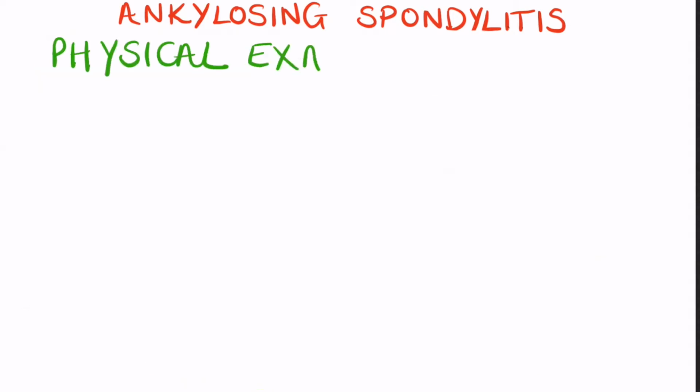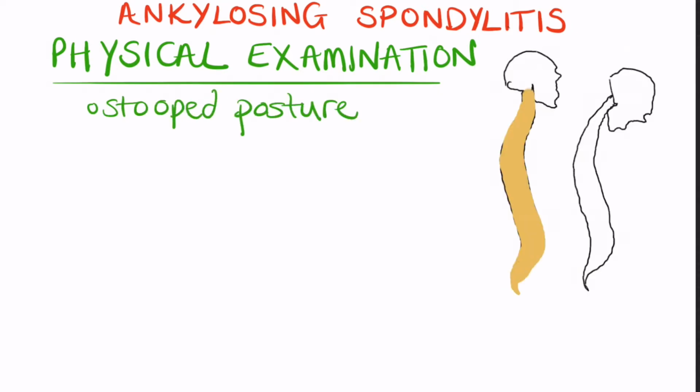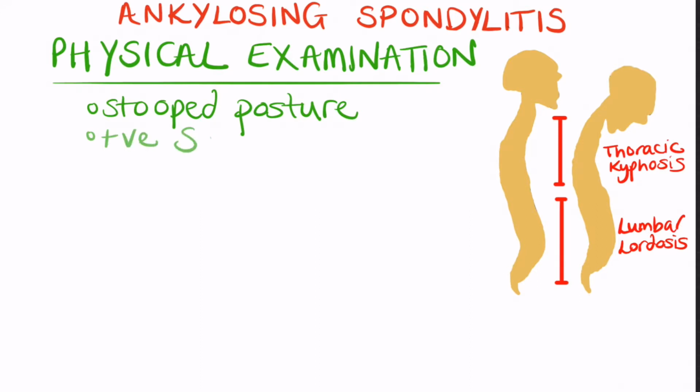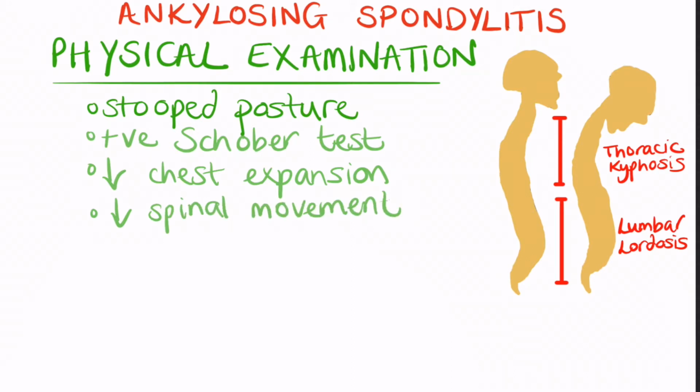On physical examination, patients may present with a stooped posture, often described as a question mark posture. This is a result of exaggerated thoracic kyphosis and loss of lumbar lordosis. Patients with AS will often have a positive Schober's test, which suggests fixed flexion deformity. Watch our examinations video for more information on the Schober's test. The patient may exhibit a decrease in chest expansion, as well as spinal movement in general.